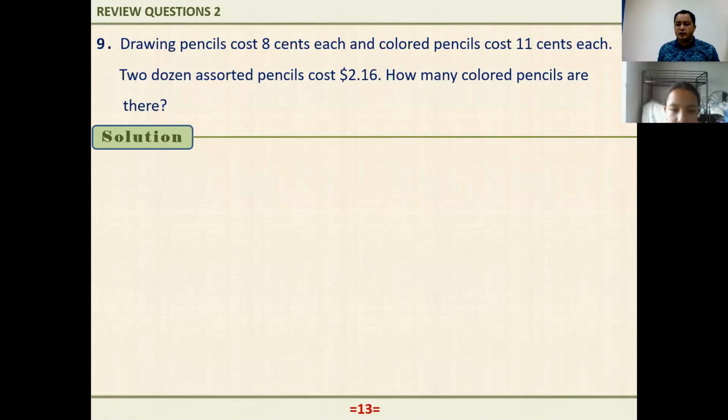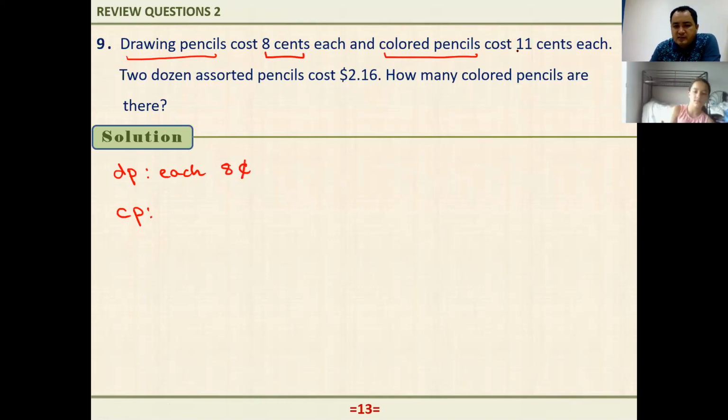So now we are talking about two different things here, right? The first one is drawing pencils. The second one is colored pencils. So let me say here, drawing pencils, and here we have colored pencils. Drawing pencils cost 8 cents each. And how about colored pencils? It is 11 cents each. Here it says that 2 dozen assorted pencils.